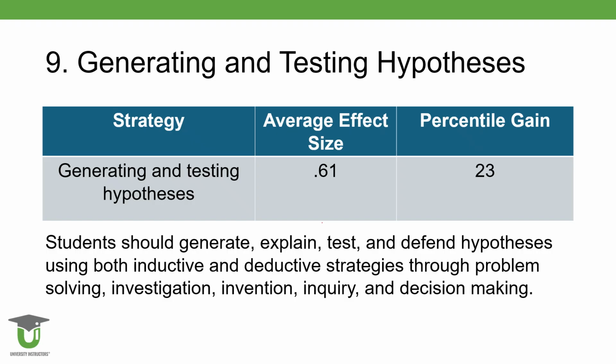In math, students could predict the pattern of a sequence and then test it with additional numbers. In social studies, students might hypothesize causes for a historical event and examine evidence to support or refute their predictions. By generating and testing hypotheses, students learn to evaluate ideas critically, refine their thinking, and connect evidence to the conclusions. Now, let's look at some examples that can be utilized in your classrooms for generating and testing hypotheses.